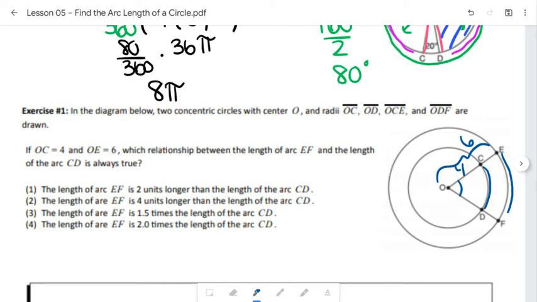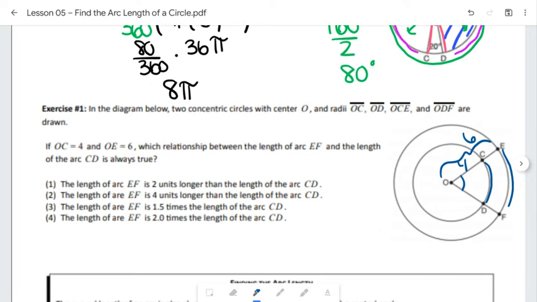Because they have the same central angle, they're still the same proportion of the entire circle. But they have different lengths because I clearly have a larger radius in the larger circle. So OCE is larger than OC. But the thing to keep in mind is we're talking similarity. It's not always going to be 2 units longer, and even in this case, it's not even 4 units longer. So there's no reason to pick choice 2.